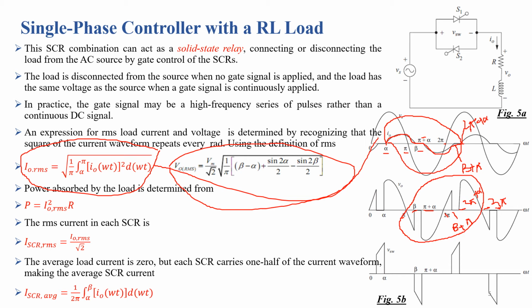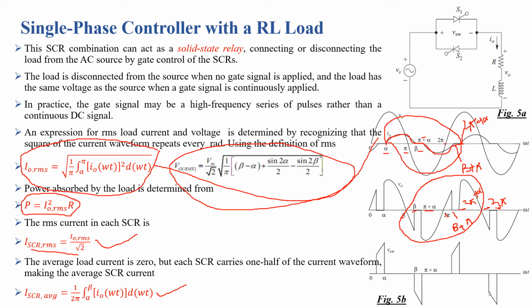So power absorbed by the load is determined by using this relationship, which is equal to the RMS value of output current squared times the resistor value R. The RMS current in each SCR can be computed by using this relationship. The average load current is 0, but each SCR carries one half of the current waveform, making the average SCR current this.